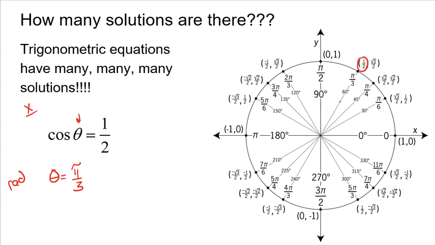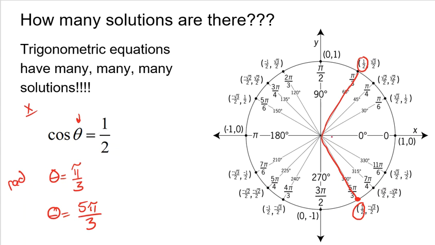But again, if I add 2 pi, and add 2 pi again, every time I add 2 pi, I get more and more answers. Any angle that stops right here at pi over 3 is going to have an x-coordinate of 1/2, which means it's an answer to this equation. But don't stop there, because there's another answer if we keep looking right here at 5 pi over 3. Any angle that stops right here is going to have an x-coordinate of 1/2.